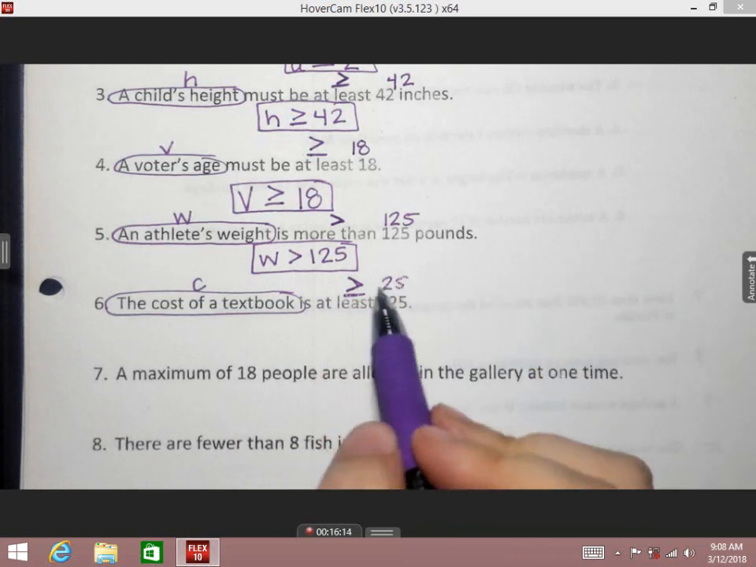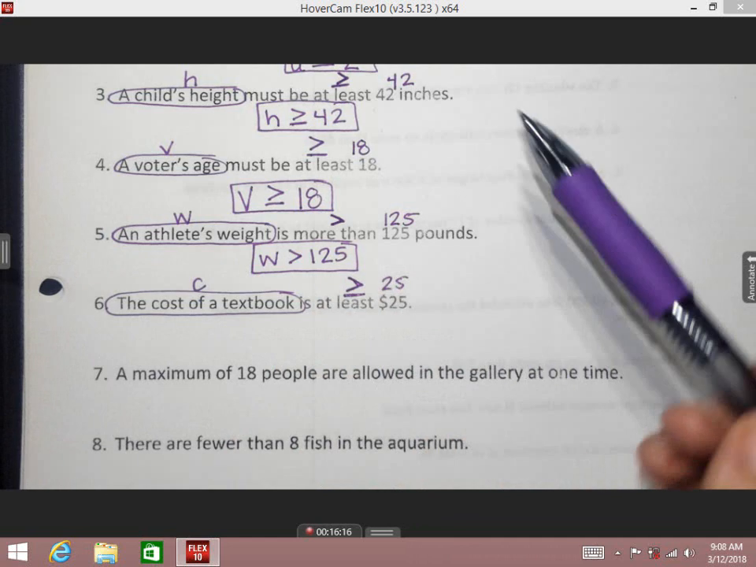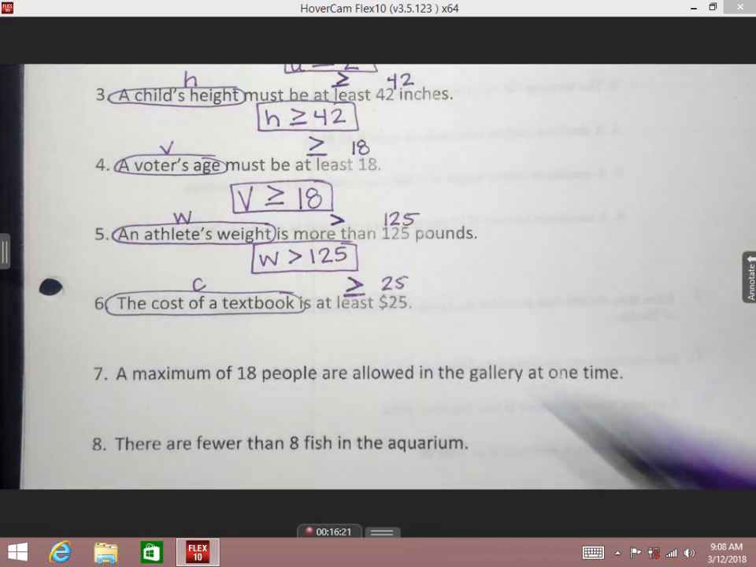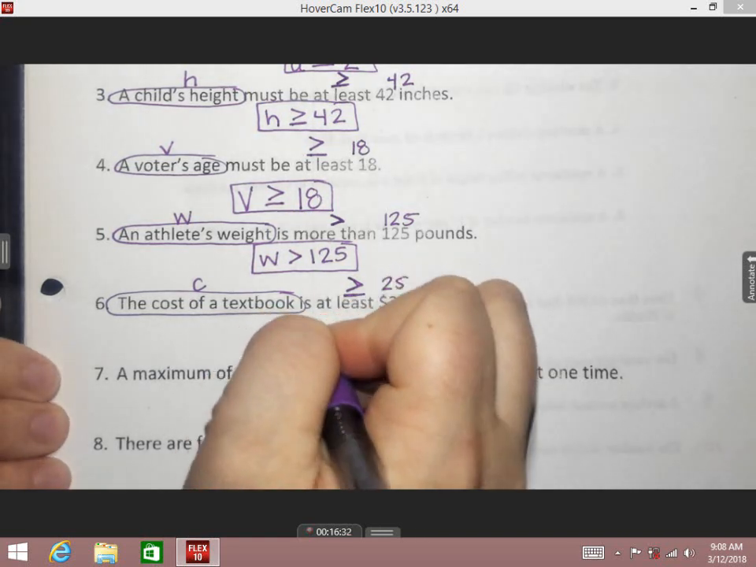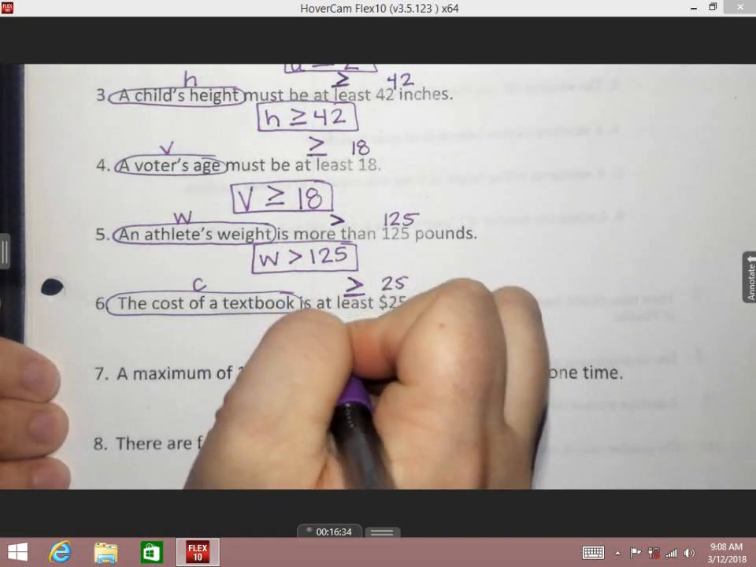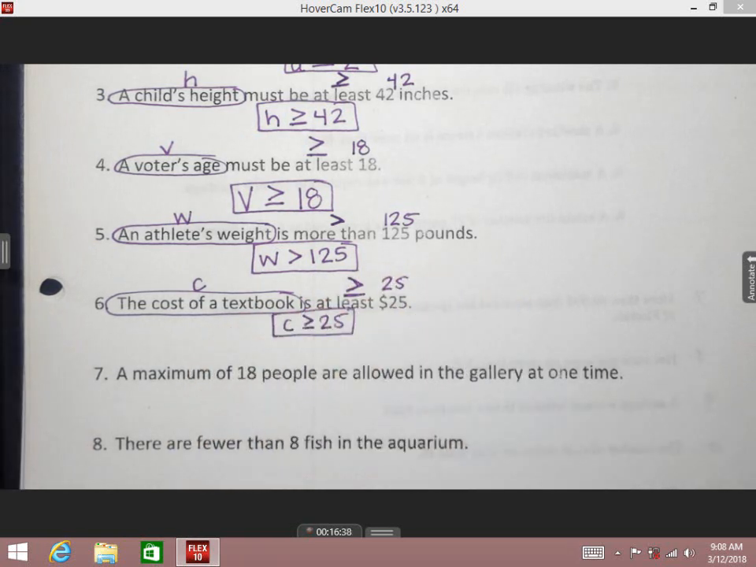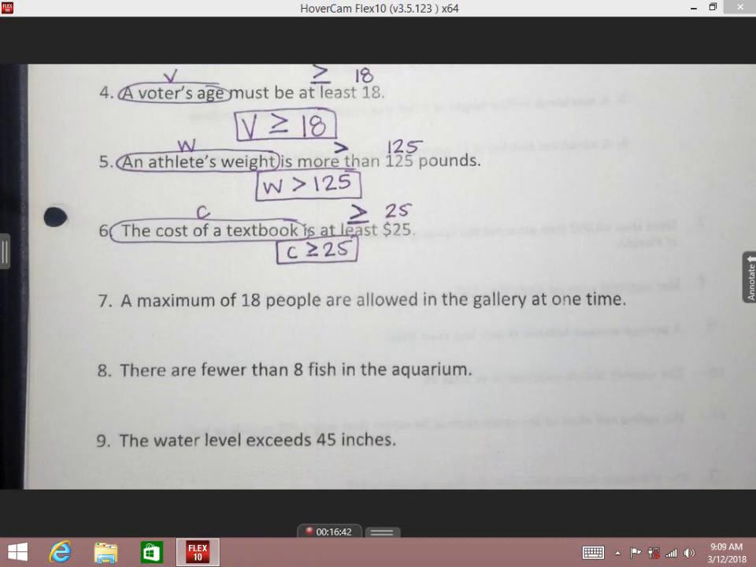Okay? At least is really tricky, and you'll see that's why number 3 said at least, number 4 said at least, number 6 said at least. Again, your test is probably going to have at least one that says at least, just a heads up. So we have C is greater than or equal to 25, because at least means that is the smallest, so everything else has to be bigger. Okay. So let's see if we can apply that same reasoning here.